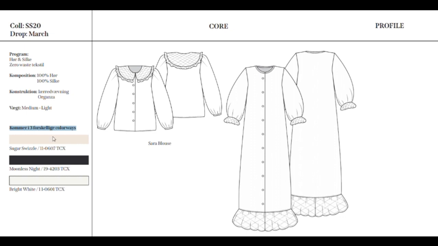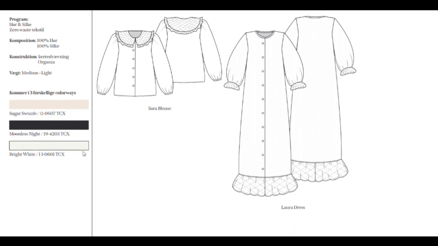You call these a colorway. Both the Sarah blouse and the Laura dress come in 3 colors. One is called Sugar Swizzle, one is a black called Moonless Night, and then it comes in white, which is called Bright White. And then here are the TCX codes.